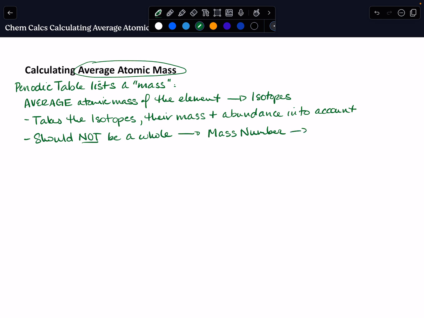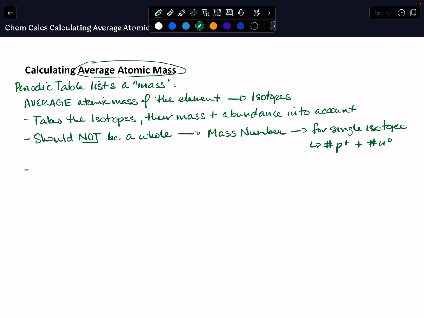The mass number is for a single isotope, and that tells you the number of protons plus the number of neutrons, and it treats these entities as having an atomic mass unit of 1. So this is going to be a nice whole number, but that is not what is on the periodic table.